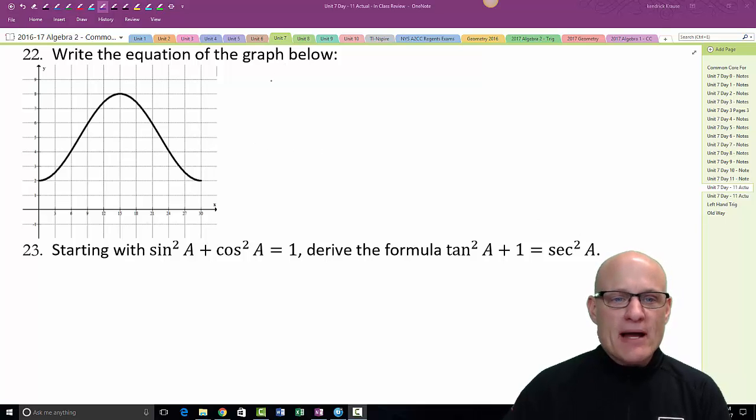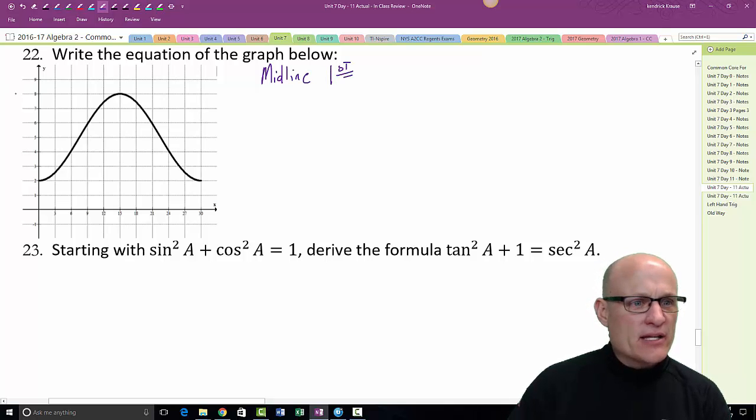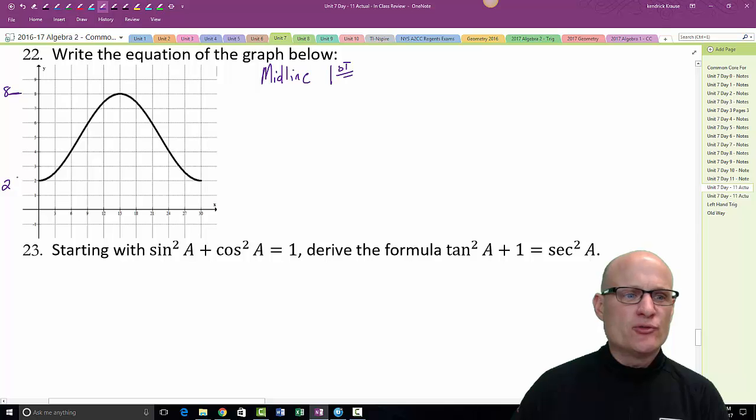All right. So remember, find the midline first. Midline first. Always, always, always. So I'm going to find the midline. This is 8 for my max. And my minimum is 2. Halfway between those two would be, I believe, 5. Up 3, down 3. Does that look like the middle?